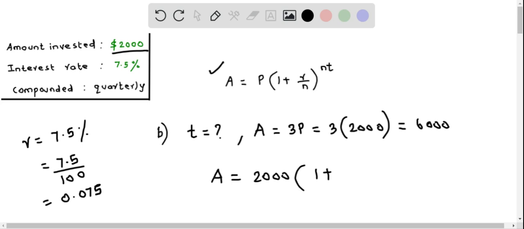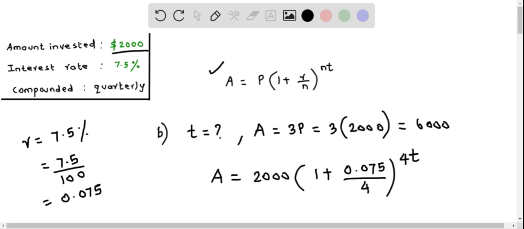0.075. So I put 0.075, and this is divided by n, the number of compounding periods in units of time. That is, in 1 year, it is compounded quarterly. So it means there are 4 quarters in a year. So n basically equals 4. So I put 4 here. And this has to be raised to the power of nt. We know that n is 4, and we should determine t here. So I put this as t.